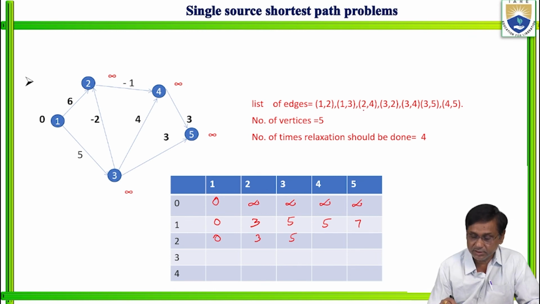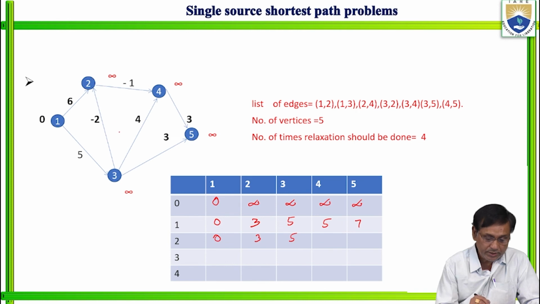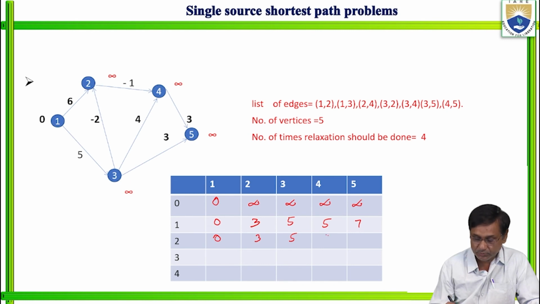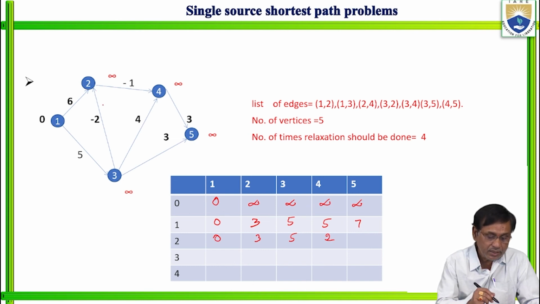Next is 2 to 4. We have to find out 2 to 4. Here the value of 2 is 3. Then 2 to 4 is how much? This 3 minus 1 is 2. 1 to 3 is over. Then 2 to 4 again. The value of 2 was previously changed to 3. Then 3 to 2: previously we changed it to 5, and 5 minus 2 is 3 only.